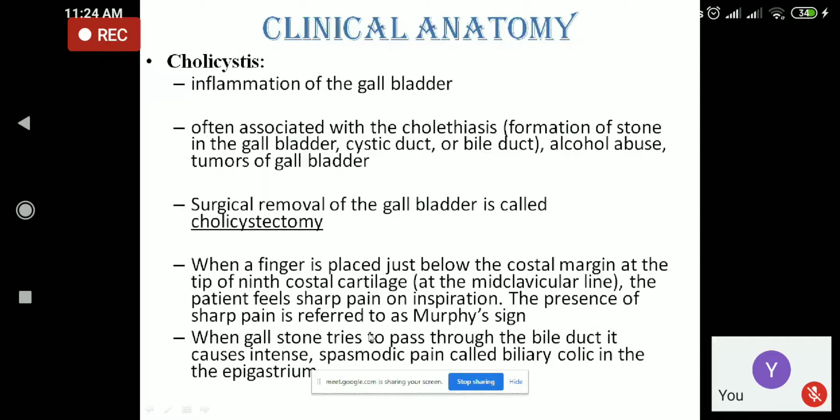When a gallstone tries to pass through the bile duct, it causes intense spasmodic pain called biliary colic in the epigastrium. So when a gallstone passes, you have to tell the right side. Please remember, the liver is on the right side and the gallbladder is on the right side. So you have to say the tip of the ninth costal cartilage on the right side. In surface marking, don't make silly mistakes, like palpating Murphy's sign on the left side, maybe due to nervousness.